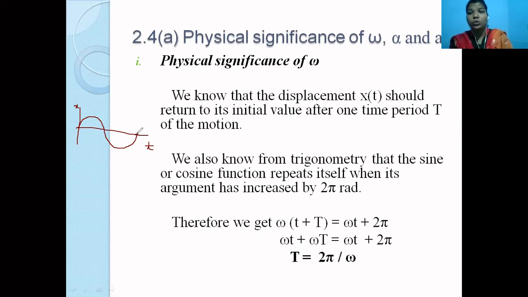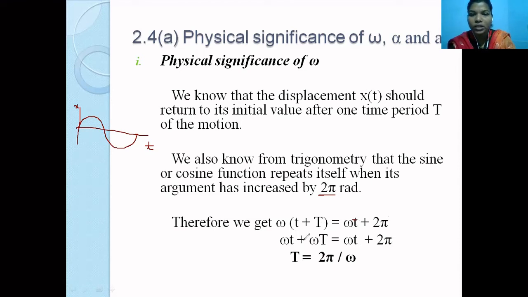And we also know from trigonometry that sine and cosine functions repeat themselves when the argument has increased by 2 pi radian. When I increase the argument by 2 pi radian, the function comes back to its original position, and therefore we get omega(t plus T) is equal to omega t plus 2 pi. Here small t is some initial value, and capital T is the complete time period, for which the argument is 2 pi.